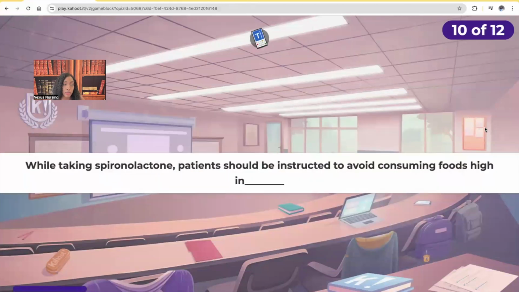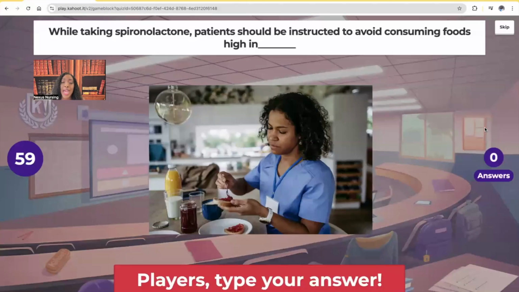All right, type in your answer. While taking spironolactone, patients should be instructed to avoid consuming foods high in what? If the patient is taking spironolactone, you're going to teach them to avoid eating foods high in what? Type in your answer.